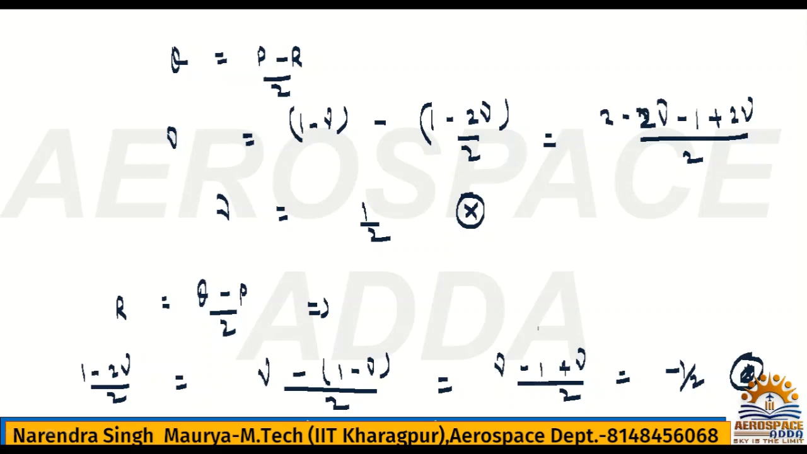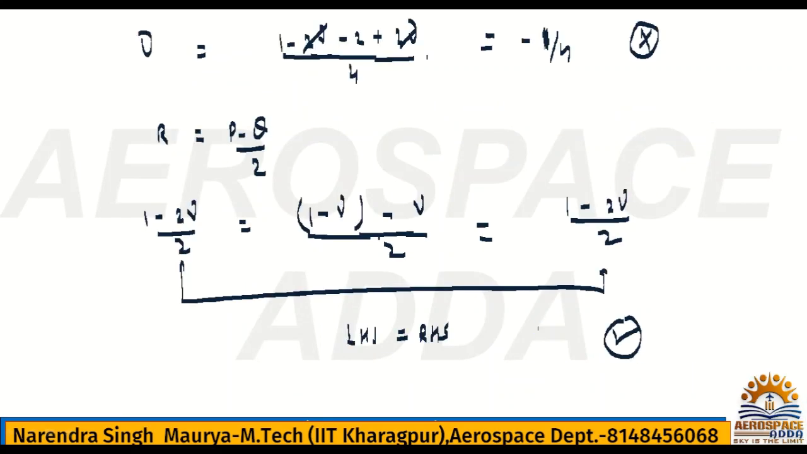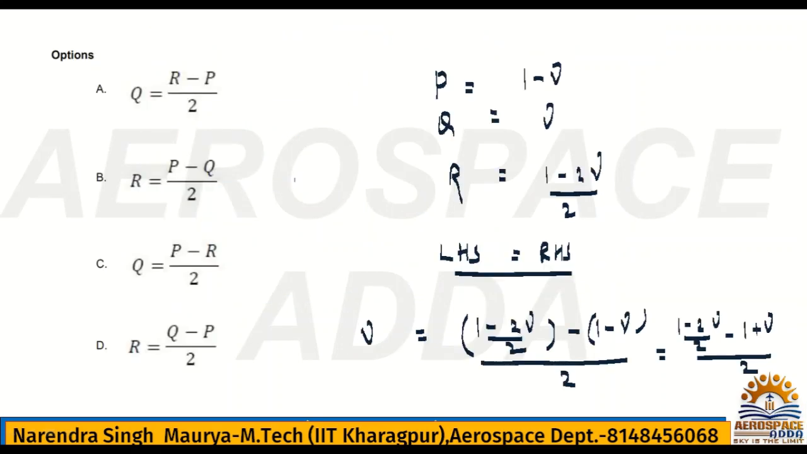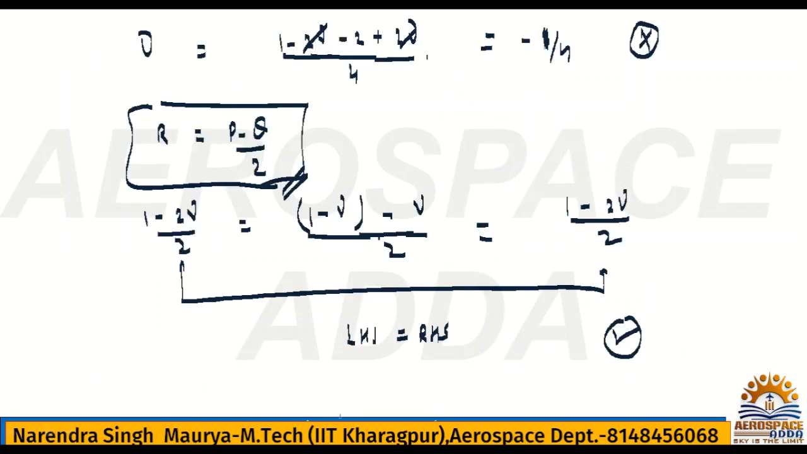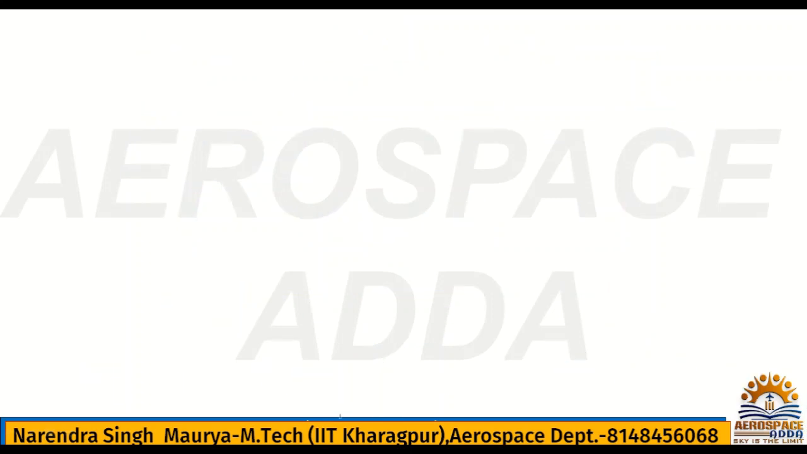So only one is correct, that is R is equal to (P minus Q) by 2. So option B is correct. Done. All right, thank you.